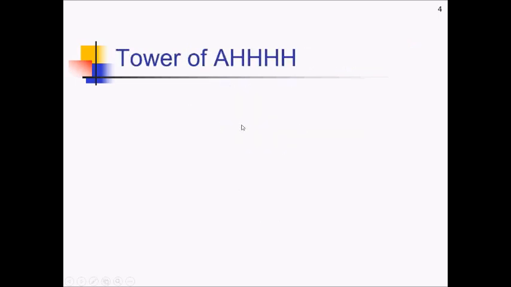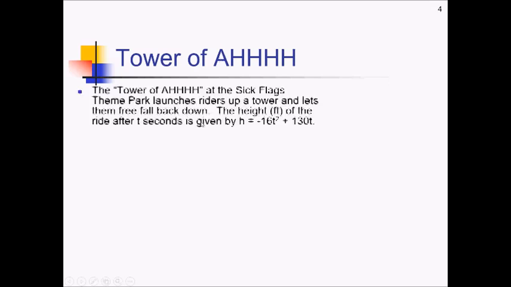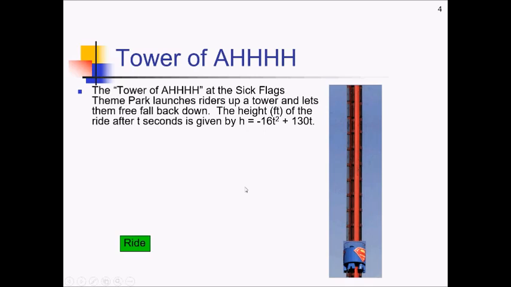So hopefully you don't run screaming from the problems in this lesson, but you may run screaming from this ride. The Tower of Terror at the Six Flags theme park, shown here, launches riders up a tower like so, whee, and lets them fall back down. The height in feet of the rider after t seconds is given by this formula here, h equals negative 16t squared plus 130t. So this is based on gravity and velocities and things like that. We've seen formulas like this before.